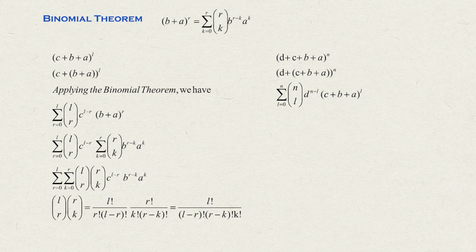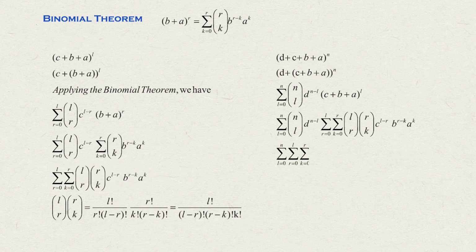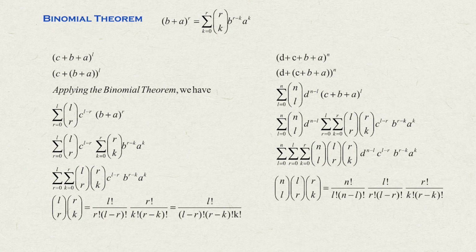And notice we just got done creating the formula for c plus b plus a to the power of L. So let's substitute that in, and we will now have our new expression, which we see here. And of course, once again, when we look at the product of n choose L times L choose R times R choose K, we can write that in this new form or as a fraction. Let's try one more, and I'm sure you'll start to see a pattern.